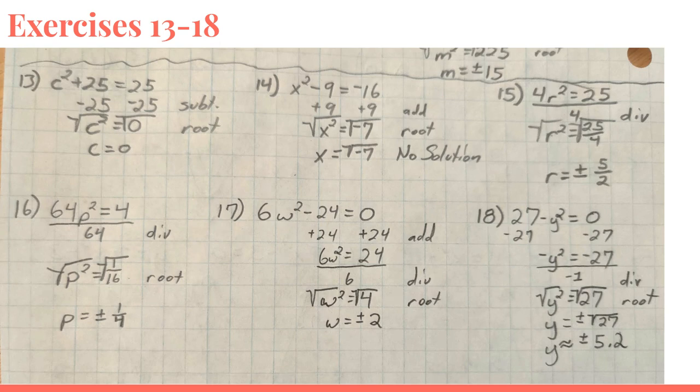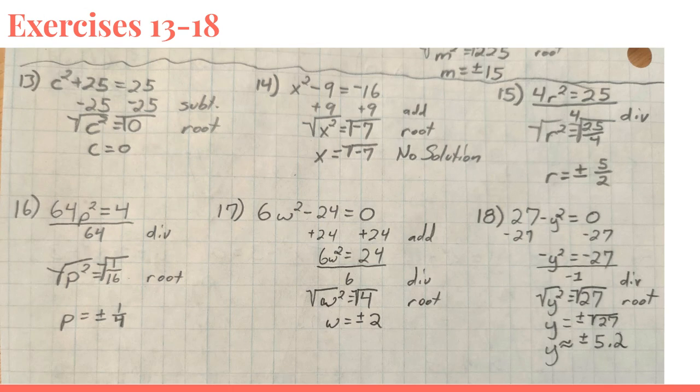All right. Number 15, divide both sides by 4. I end up with the roots of both positive and -5 halves. Number 16, divide both sides by 64, and I simplify to 1/16. Take the square root of both sides, I end up with a positive and negative 1/4. 17. Add 24 to both sides, divide by 6. I end up with w squared equals 4. Take the square root of both sides. Our solutions are positive and negative 2.